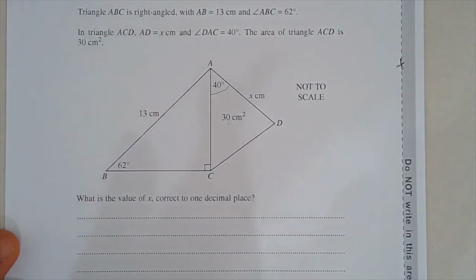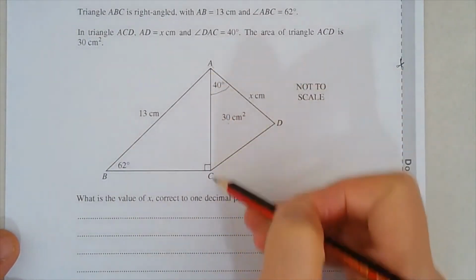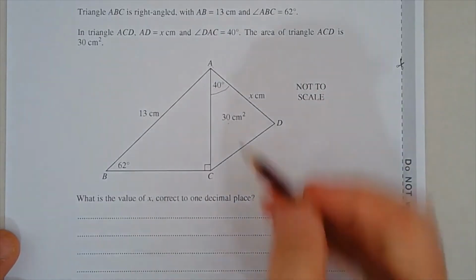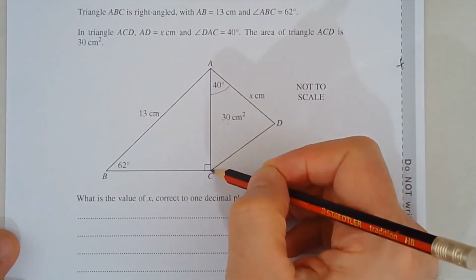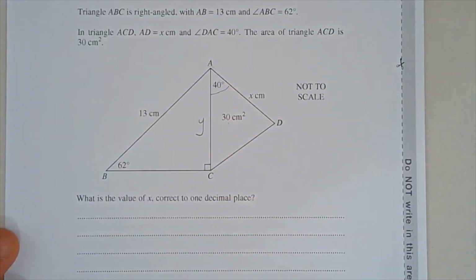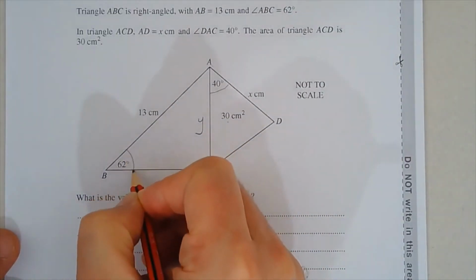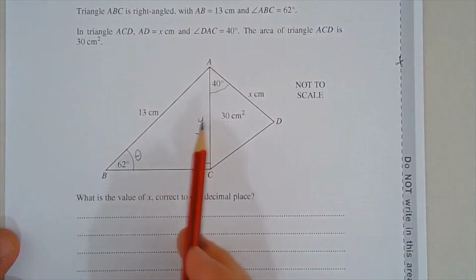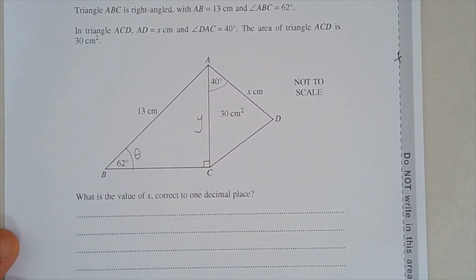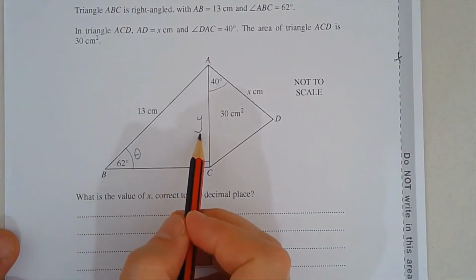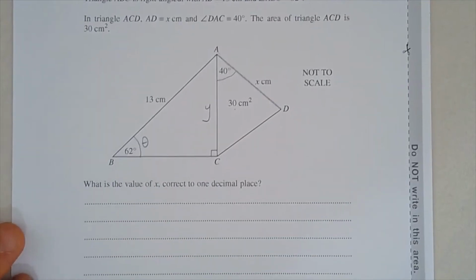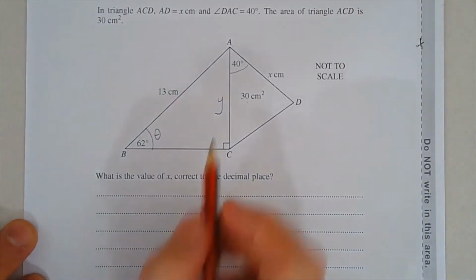But before we can do that though, we need this side AC here. This side CD, we can't do anything with that. However, AC can be found using this right angled triangle. Let's call this side Y. Let's call this our angle theta, and we can use our sine, cos, and tan ratios to work out Y, and then we can use that to work out X. So that's the logic. So let's work out Y first.